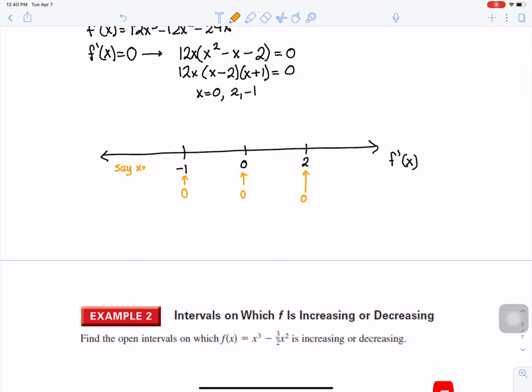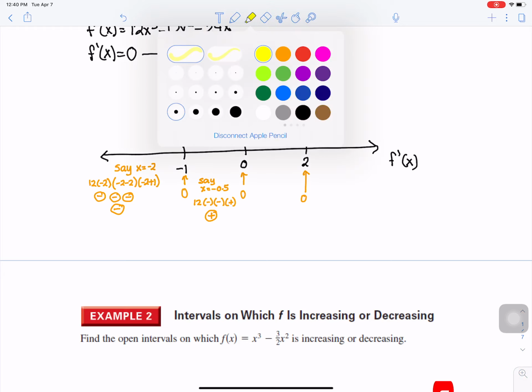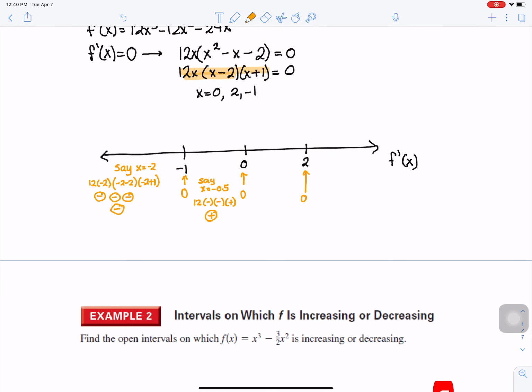Then I want to take a point in each section to figure out if the derivative is positive or negative. Let's say I take the point x equals negative 2. If I sub it into my simplified derivative, it's negative 2, negative 2 minus 2, negative 2 plus 1. That's negative, negative, negative, so the result is negative. If I take a point in this next section, say x equals negative 0.5, this would be 12 times a negative, negative, positive, so the overall result here would be positive. I'm taking that value and subbing it into this simplified derivative right there.